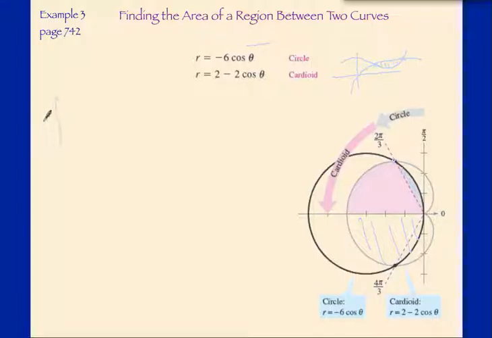We're going to have, of course, 1/2 on the outside. We're going to have pi over 2 to 2 pi over 3, and then the circle is the radius of that first little region. So we put -6 cosine theta d theta, and then we're going to add to that the integral from 2 pi over 3 to pi of the cardioid, which is 2 minus 2 cosine theta d theta. And it's that simple, boys and girls.